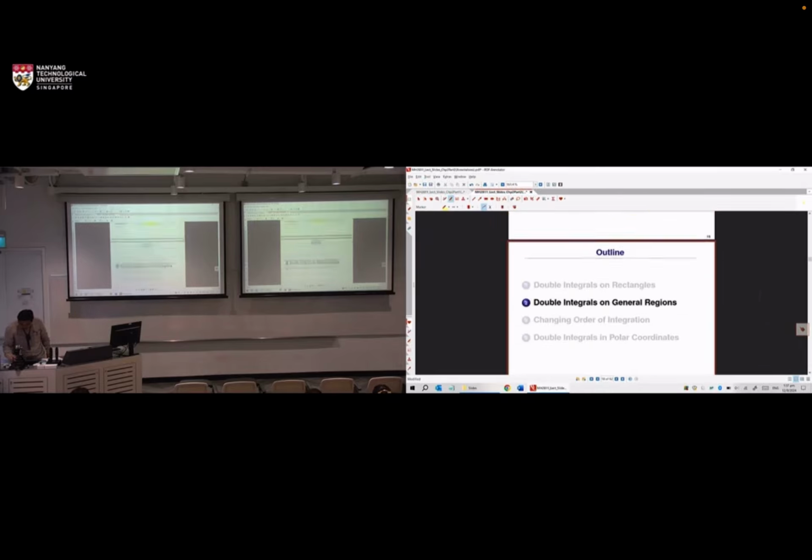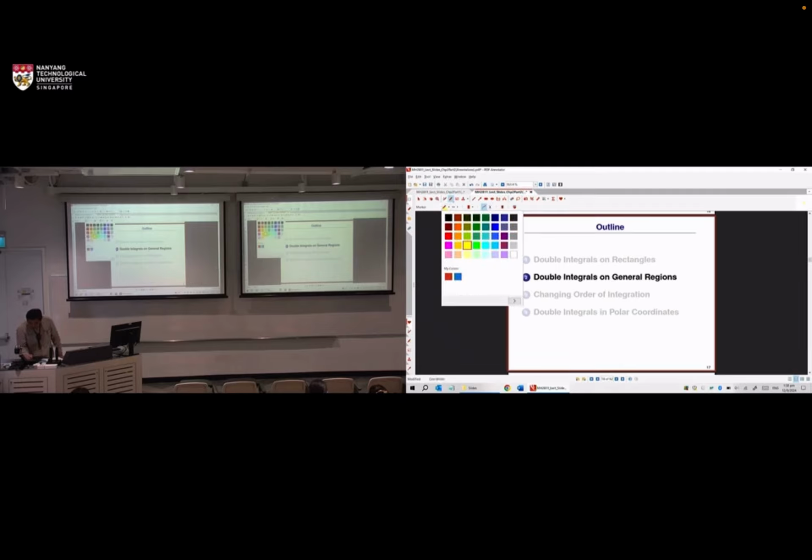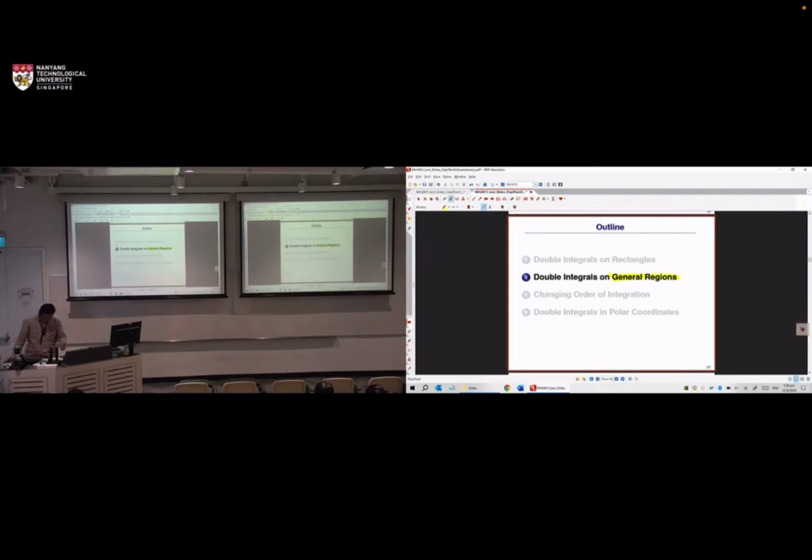Now we move on to the interesting case of general region. Rectangular region is a bit boring, right? How can in the real world everything be rectangular? Rectangular base area. So, general region.